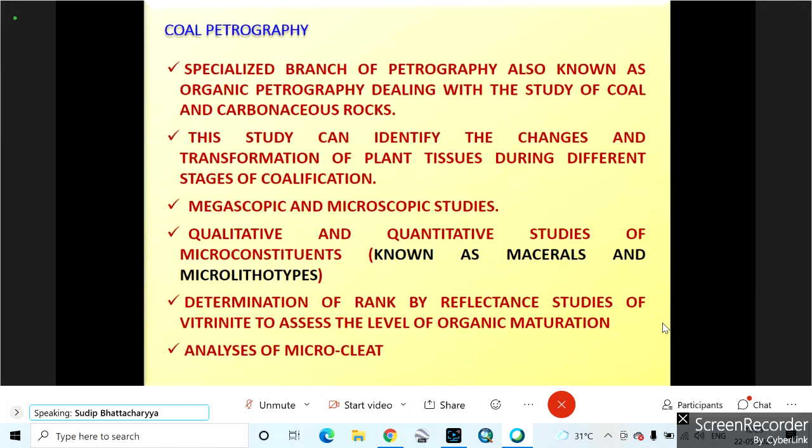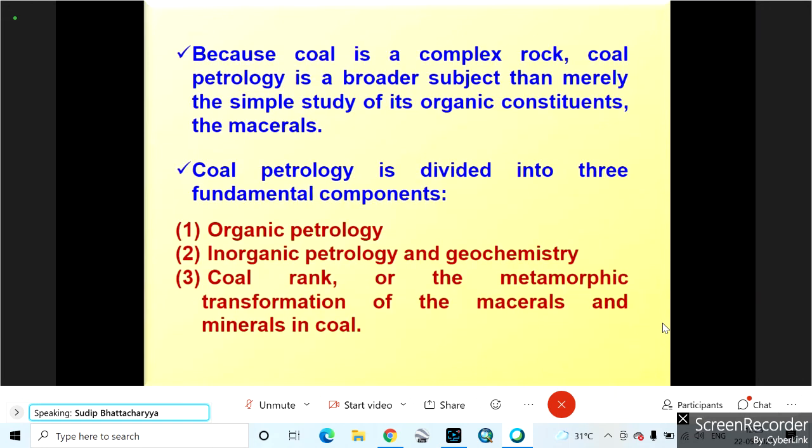We apply this and can tell what the thermal maturity is, and whether the sedimentary basin is well matured to give you petroleum or gas, or which type of coal. So this is the thing: coal is a complex rock.